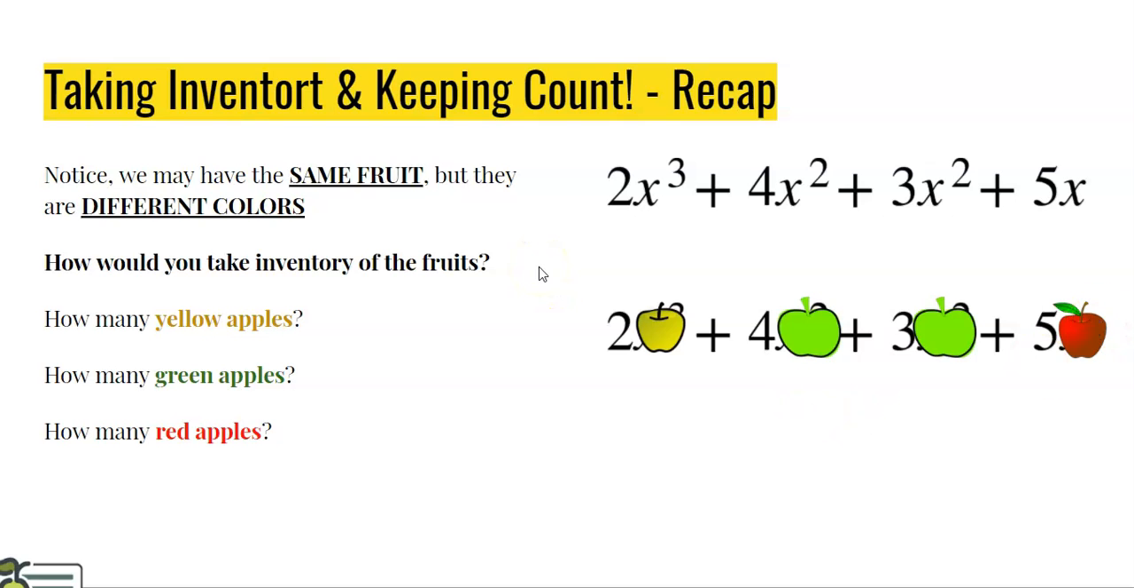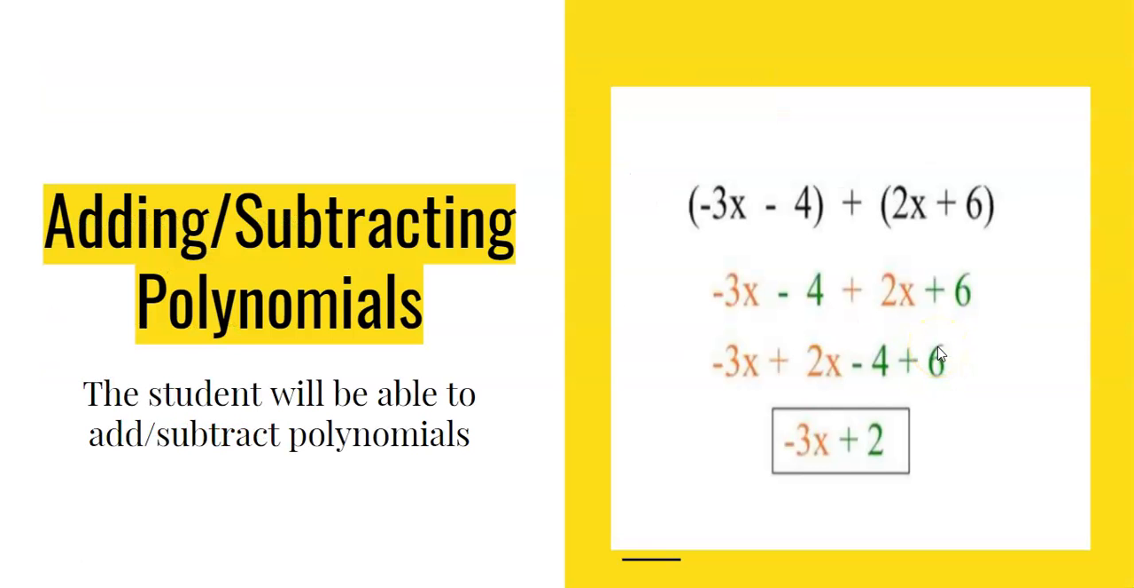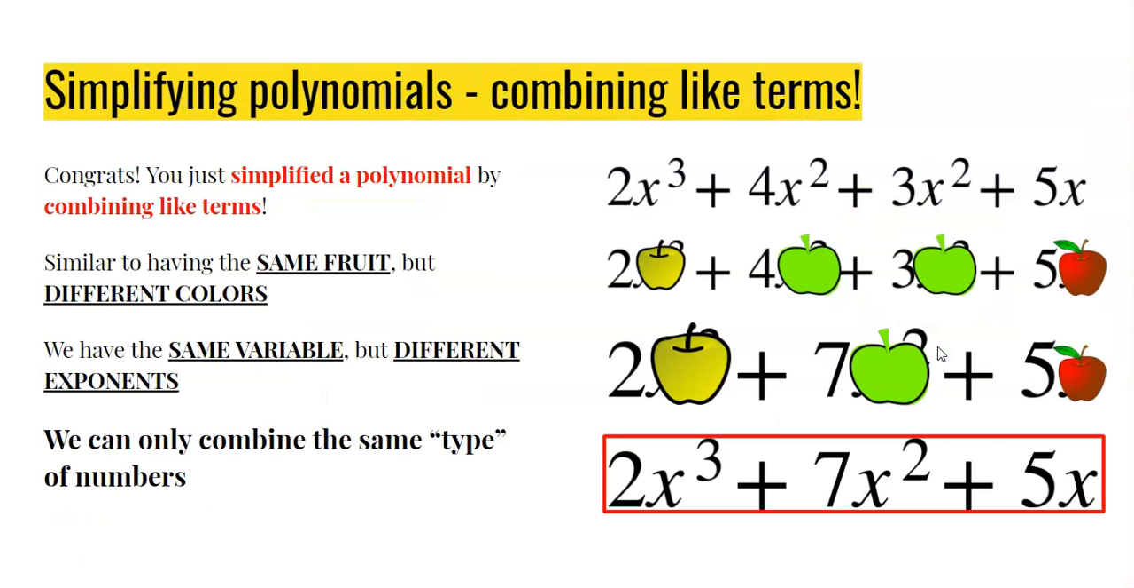So if I take inventory of fruits, how many of each do I have? Well, I know I only have 2 yellow apples, but you don't necessarily say I have 4 plus 3 green apples. You just say you have 7 green apples. And once again, 5 red apples. So what this is showing is be very, very careful. Similar to having the same fruit but different colors, you may have the same variable. Notice these all have x but different exponents. This is x cubed, this is x squared, x.